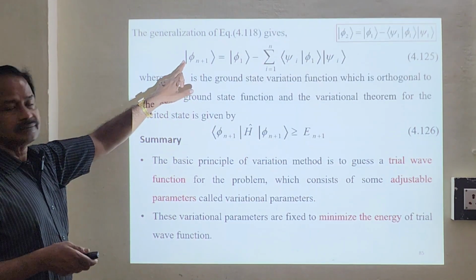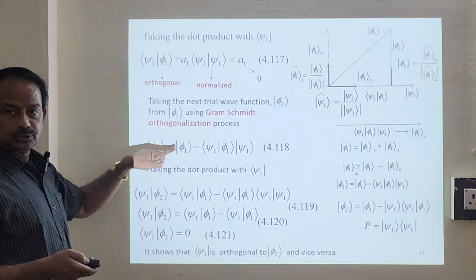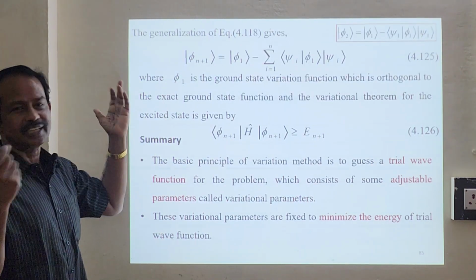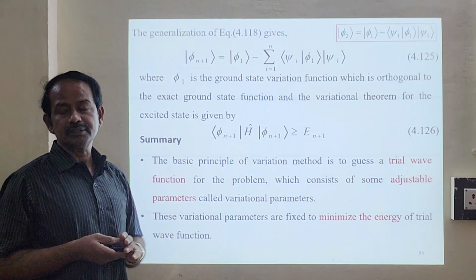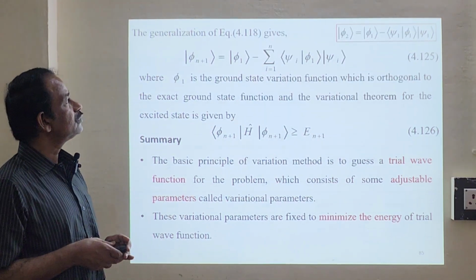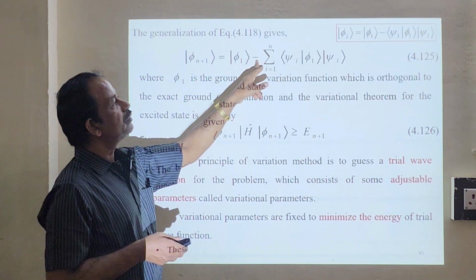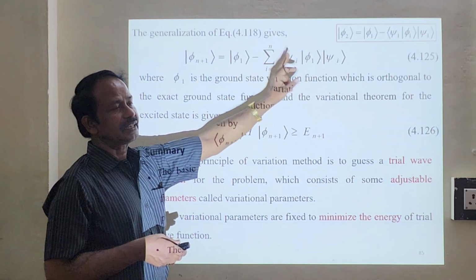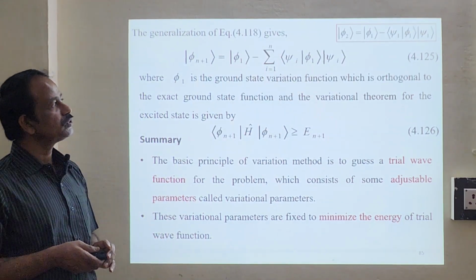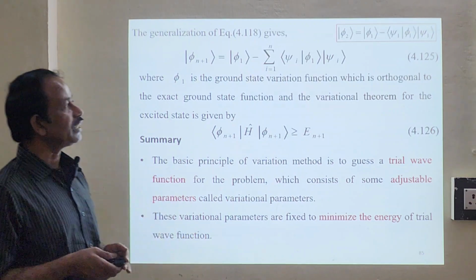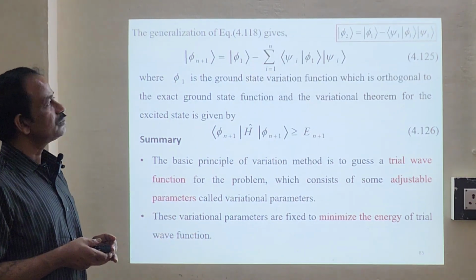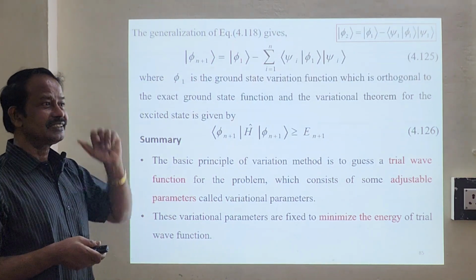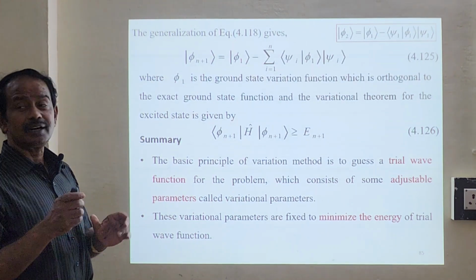So the generalization. We have done it for 2 vectors, we have done it for 3 vectors, and this is for n vectors. This is the generalization, which can be given by equation 4.125. So phi n plus 1 equals phi 1 minus summation over i equals 1 to n of this term, which is a scalar quantity, times psi i. Any doubt? And psi 1 stands for the ground state, and phi n plus 1 stands for the excited states. So they are orthogonal to each other.